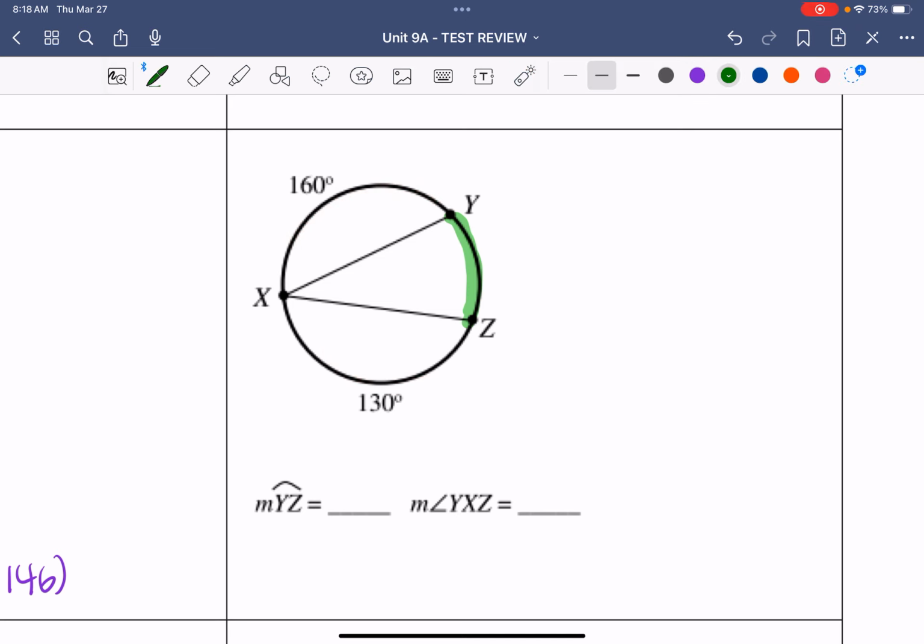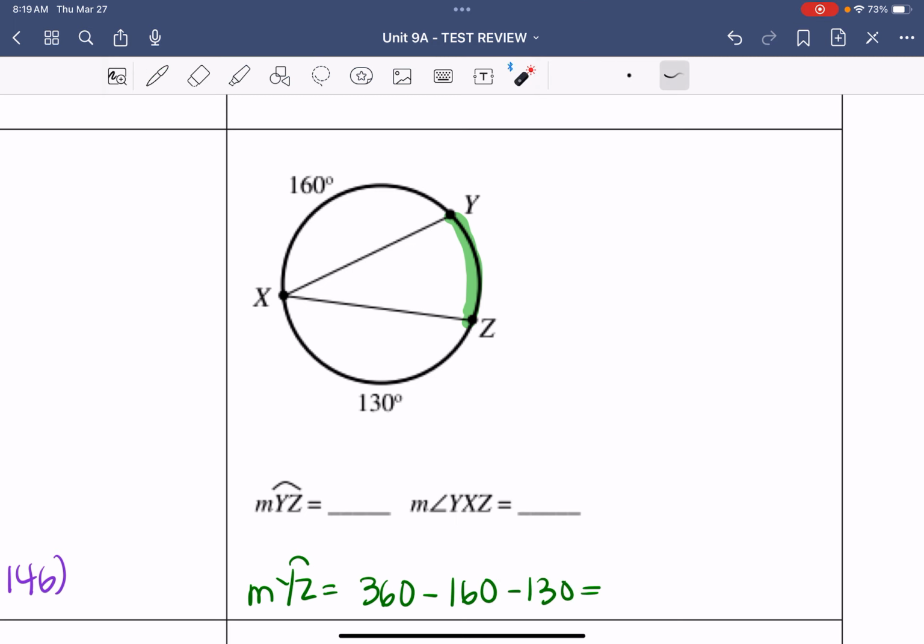So I'm going to write it at the bottom. The measure of YZ is equal to 360 minus 160 and minus 130. So 160 because of this piece and 130 because of that piece. And when I do that subtraction, I get 70. So the measure of arc YZ is 70.